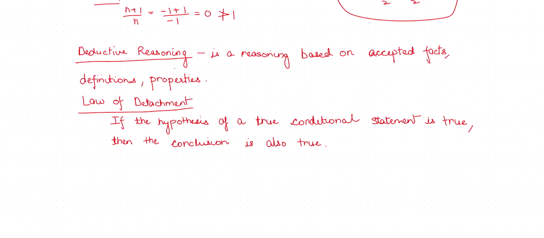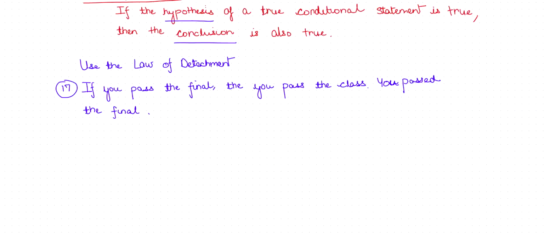So law of detachment says that if the hypothesis of a true conditional statement is true, then the conclusion is also true. So in this question, we have to use the law of detachment to determine what we can conclude from the information. We have to write a conclusion using the law of detachment.